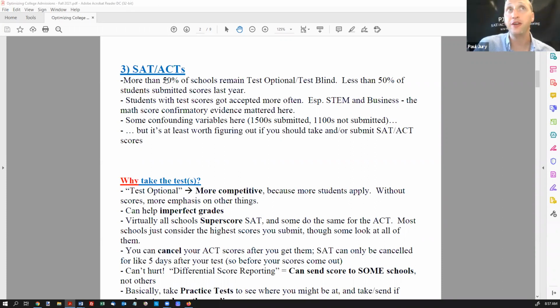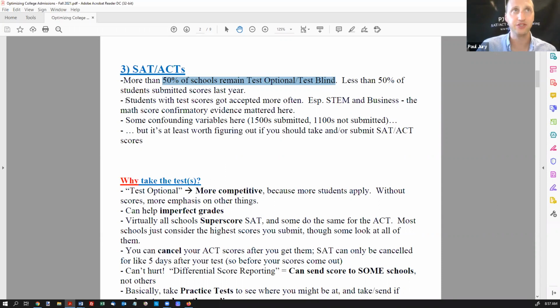More than 50% of schools remain test optional or test blind this year. In fact, this seems low to me. I don't even know very many schools at all that are requiring them. But we're still in a world where most times you don't have to send in your scores. Less than 50% of students submitted scores last year.